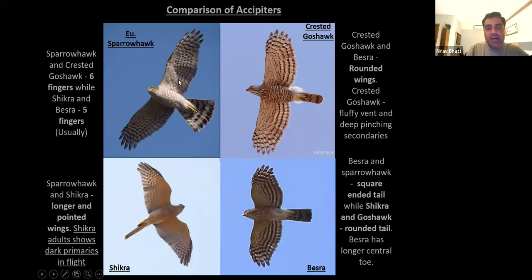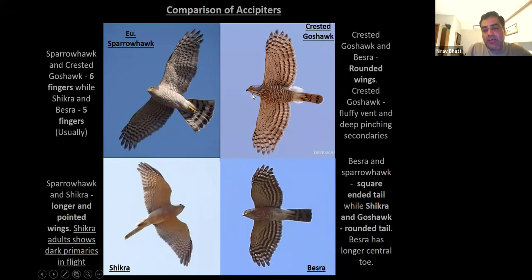Now in these two, how to separate them is the wing proportion and the wing shape. It has a rounder wing. The secondaries bulge and pinch inside the body. So the Crested Goshawk has the most rounded wings of the 4: 6 fingers, bulging secondaries, pinching inside. This is one pointer. Second, we should always remember what we saw earlier.